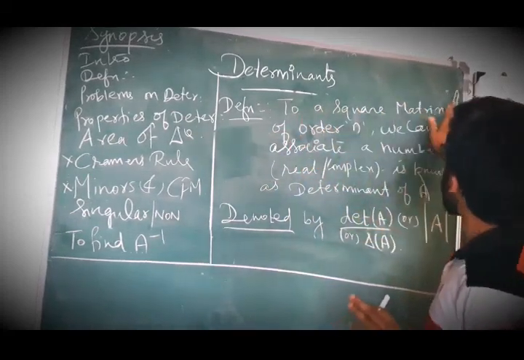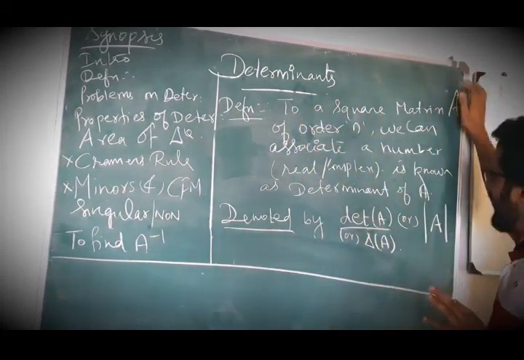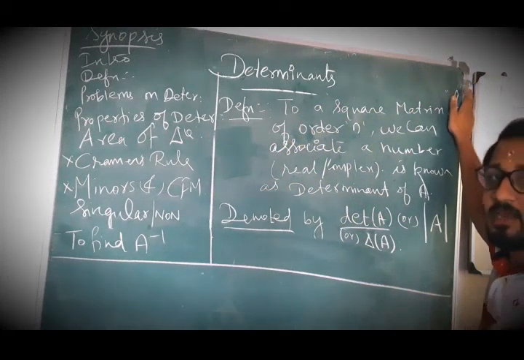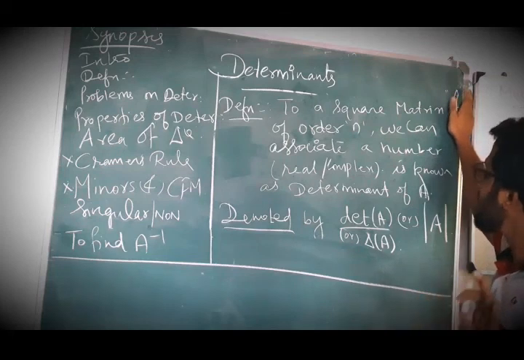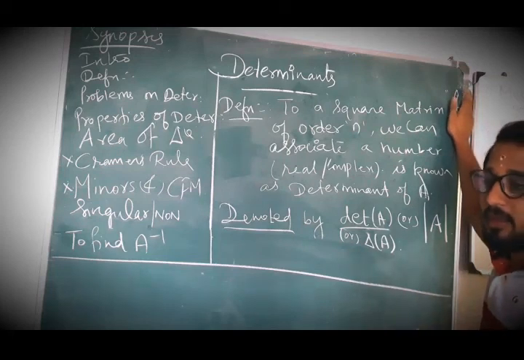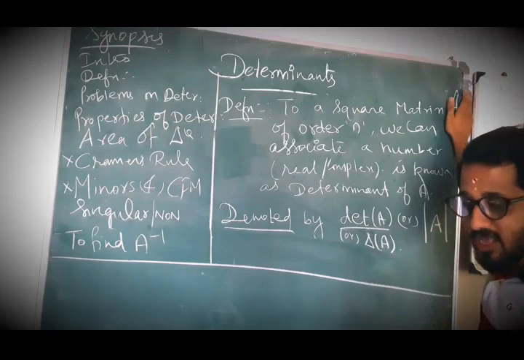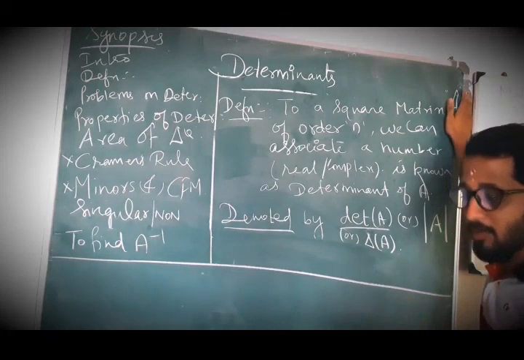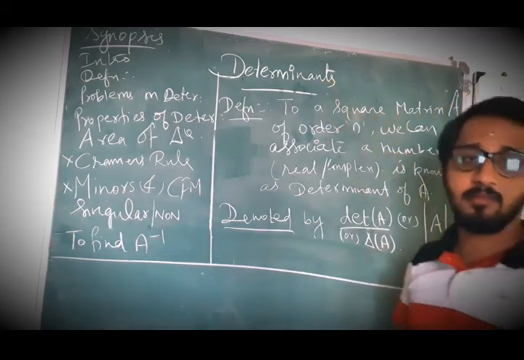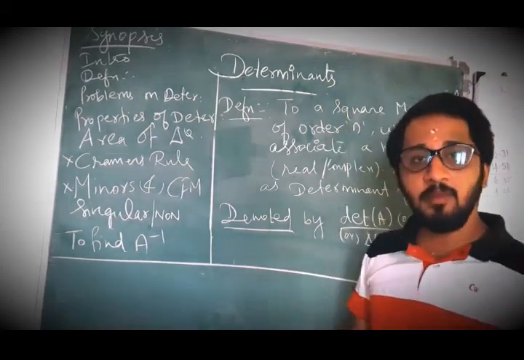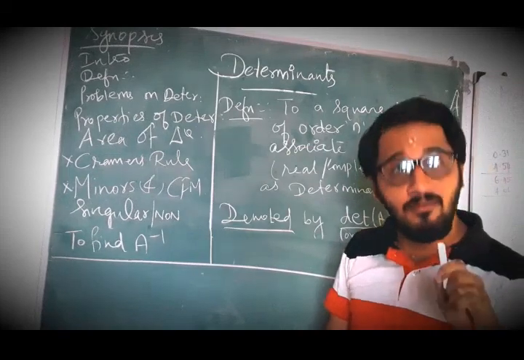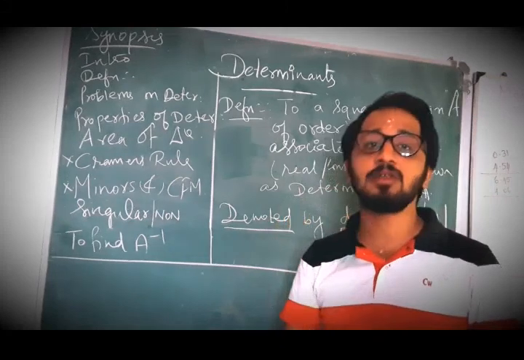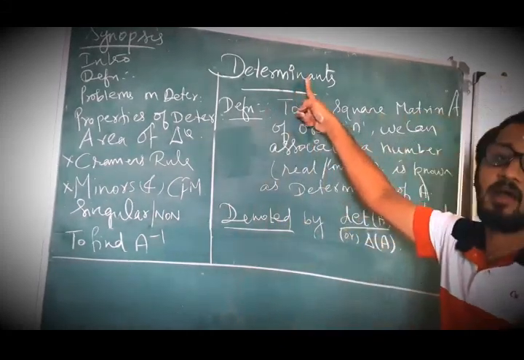To a square matrix capital A of order n, we can associate a number, whether the number is real or complex, known as the determinant of A. For a square matrix, we can associate one number. That number may be real or complex. That number is nothing but a determinant. That means determinant you can find for every square matrix, not for every matrix. Only for a square matrix can you find the value of determinant.